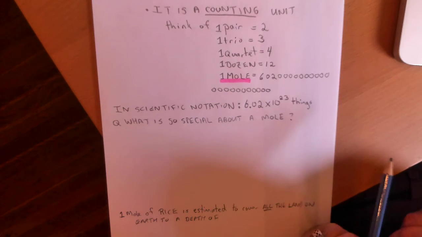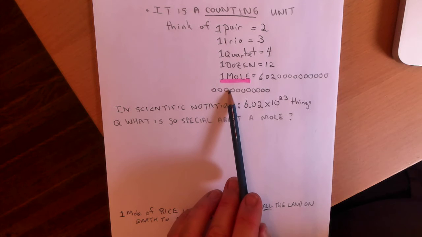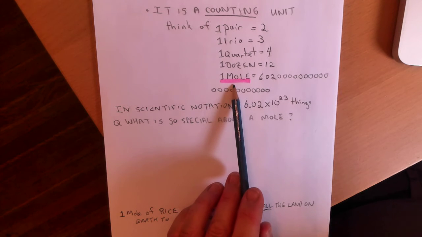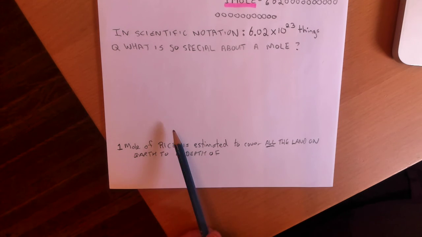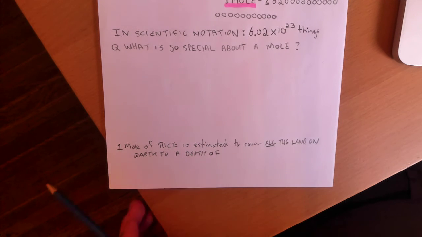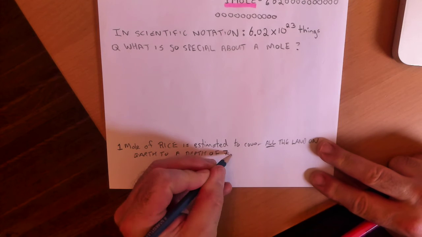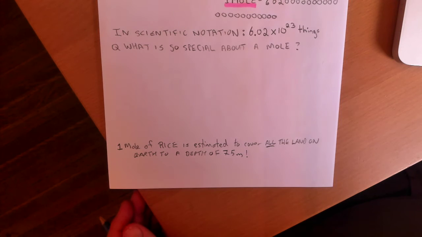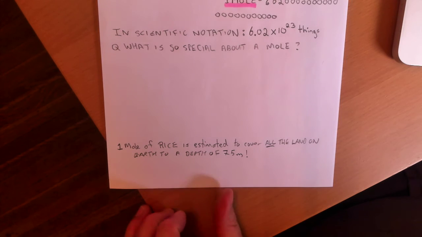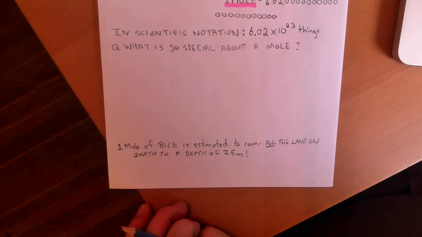It's a little hard to conceive how big a mole is, but just as an analogy, they've calculated that a mole of rice would cover all the land on the entire planet Earth, and not just cover it, but to a depth of about 75 meters. That's a lot of rice. That's more rice than has ever been grown in the history of the planet. So a mole of rice or anything that's big would really not be that interesting or important.